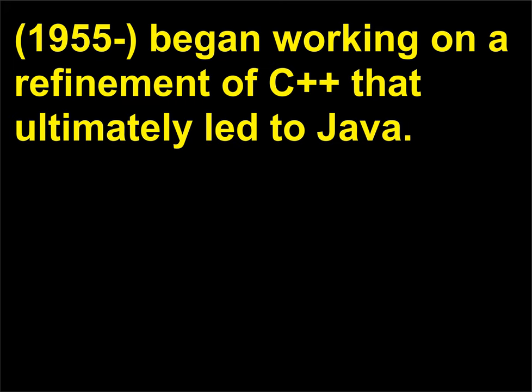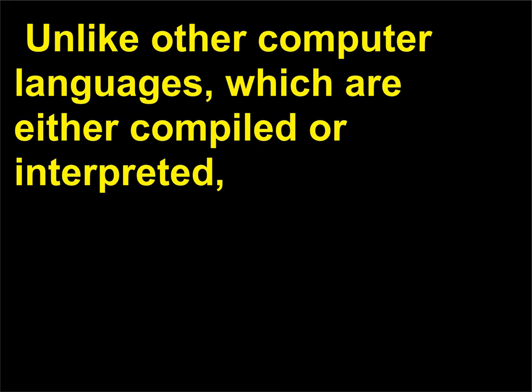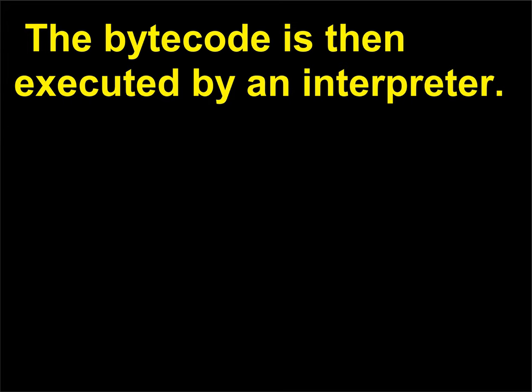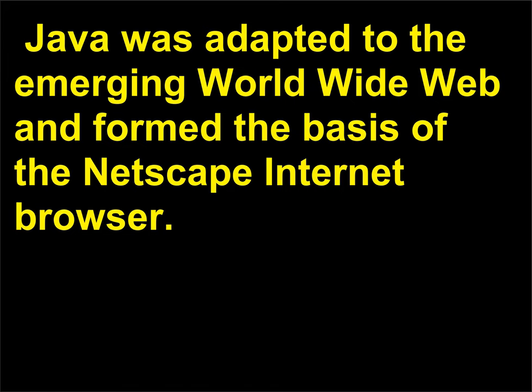Unlike other computer languages, which are either compiled or interpreted, Java compiles the source code into a format called bytecode. The bytecode is then executed by an interpreter. Java was adapted to the emerging World Wide Web and formed the basis of the Netscape Internet browser.